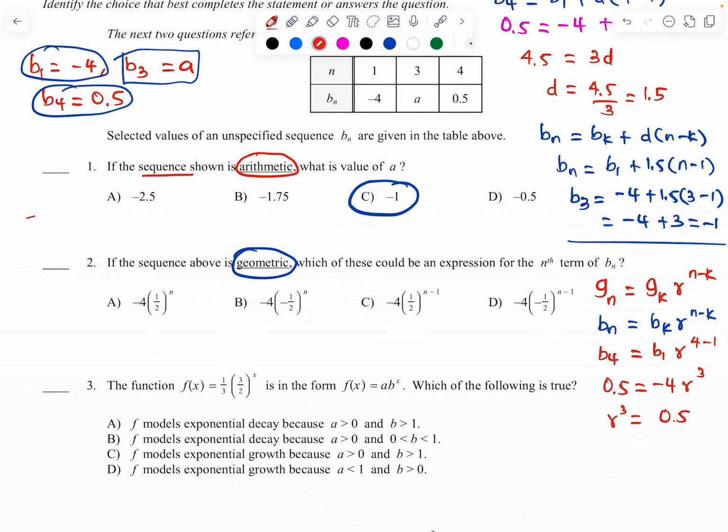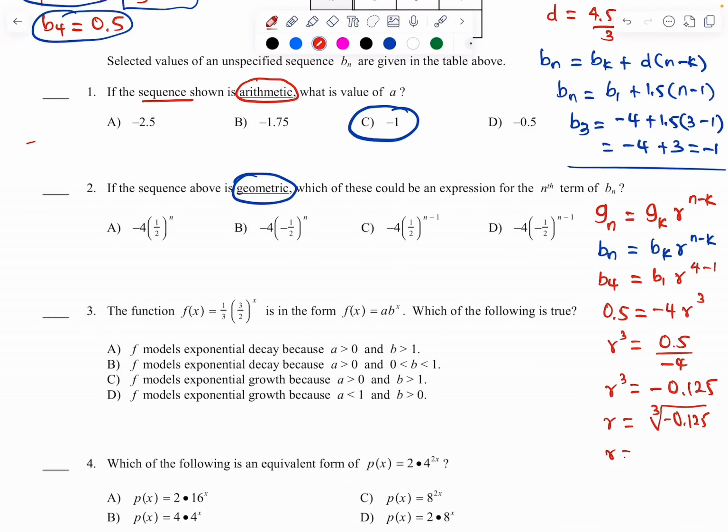So I have 0.5 divided by negative 4. And then if I divide this by negative 4, I notice that I will have negative 0.125. And then once I have that, I find the cube root of 0.125, and that will give me negative 0.5. And probably negative 0.5 is the same thing as negative 1 over 2.